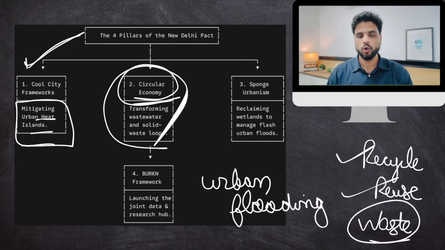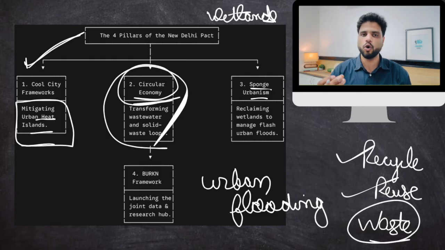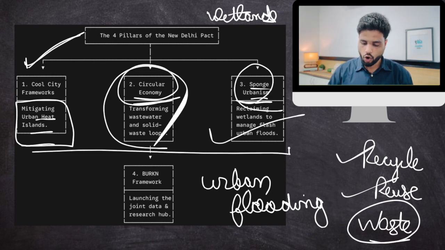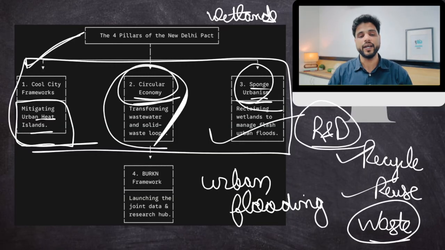So we need to create natural sponge mechanisms. We need to encourage wetlands in these urban areas. We need to use special organic material for tiling and all, which allows water to percolate downwards. Sponge concrete. So these mechanisms should be used. And in the end, for all these 3 things, all BRICS countries need to do research and development. They also need to cooperate.